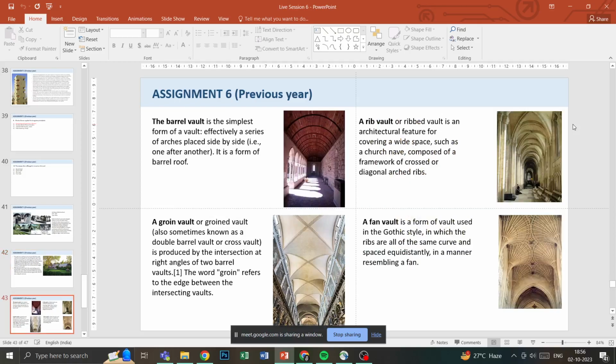Now talking about the vaults, the barrel vault is the simplest form of vault. It is effectively a series of arches placed side by side, one after another, and it forms a barrel roof. So a barrel vault is a semicircular arch which is being kept one after the other, and the whole thing creates a hall with a semi-cylindrical roof on top. It is the simplest form of a vault.